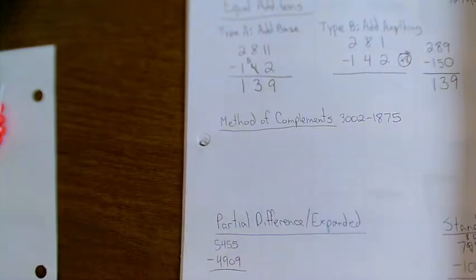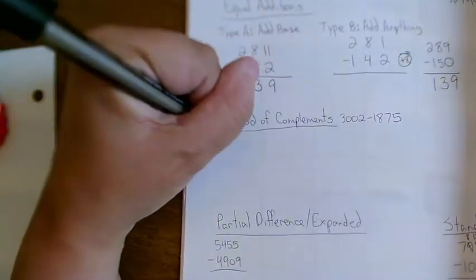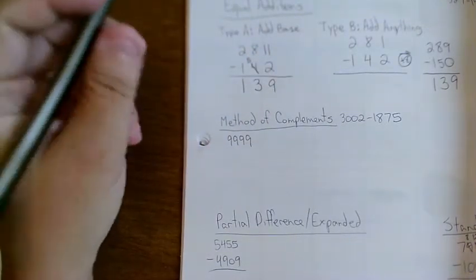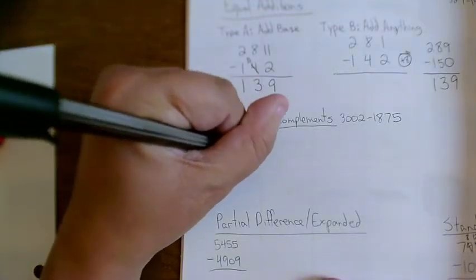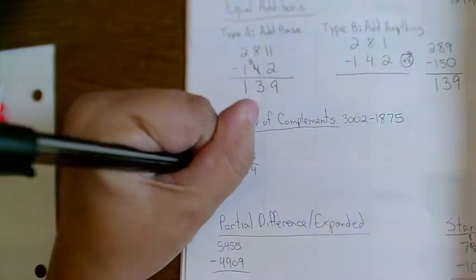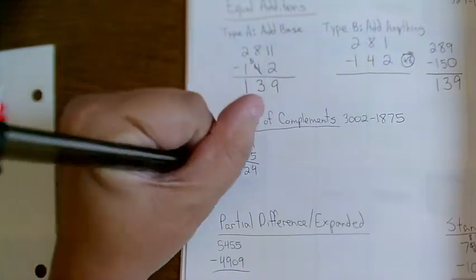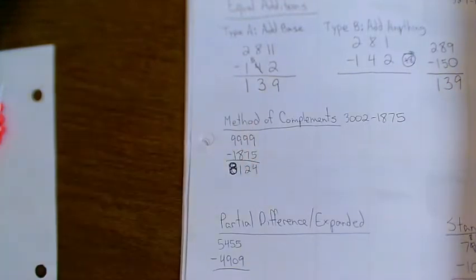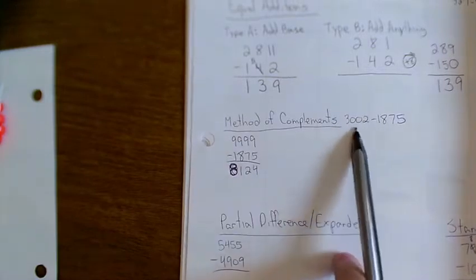So instead, we start by thinking about what is the largest possible number we could use that would eliminate regrouping completely. That number in this case would be 9,999. So what if we actually change this problem to 9,999 minus 1875? So 9 minus 5 is 4, 9 minus 7 is 2, 9 minus 8 is 1, 9 minus 1 is, oh, not 10, sorry, 8. Ooh, I'm ahead of myself. Okay, so 8,124.